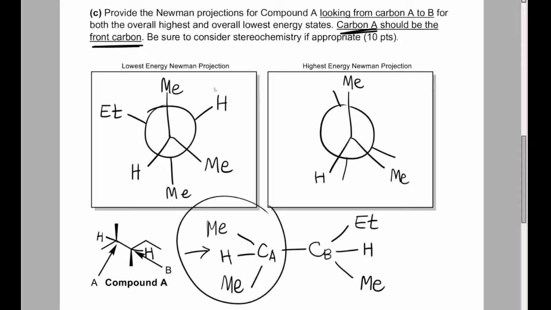For the highest energy Newman projection, we want to keep the large substituents close together. So here we see that the hydrogens are diagonal from each other, but here we want to keep them eclipsed to each other. And similarly, for these 2 methyl groups, we want to keep them close to each other. And then finally, there's an ethyl group. There isn't another ethyl group in the front, but we can just place it next to the methyl group because they're both large substituents.